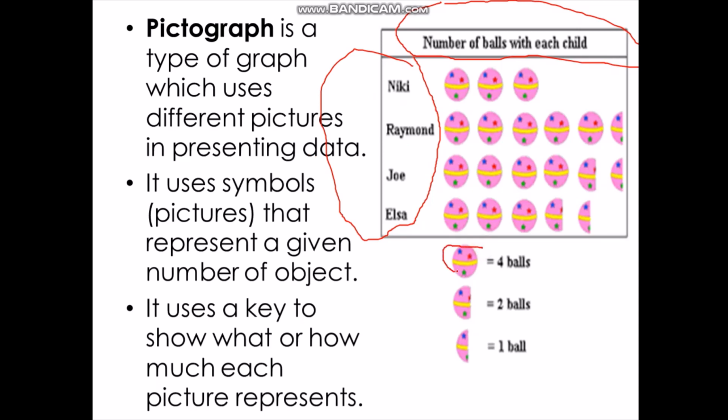A whole picture means 4 balls. A 3/4 picture means 2 balls. And a half picture means 1 ball only. So, as you can see, it uses pictures that represent a given number of objects. It tells how much each picture shows. Okay?